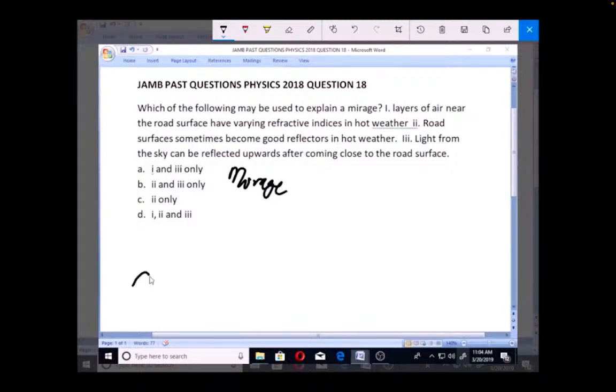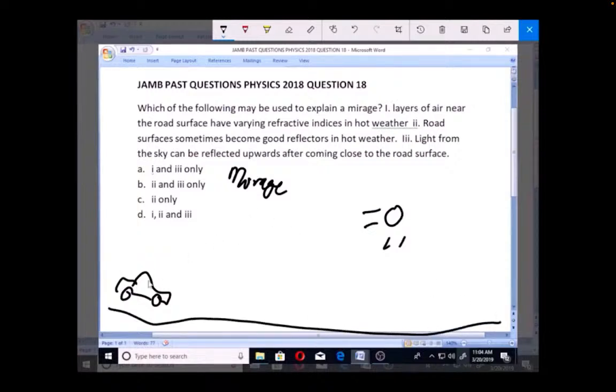Now you are driving your motor on the road on a sunny day. So you're moving on the road on a sunny day. Then you, sitting inside your car, look down and you see something that looks like a pool of water. But as you drive closer to that pool of water, you see that it disappears and you find it in another place. So this phenomenon is known as mirage.